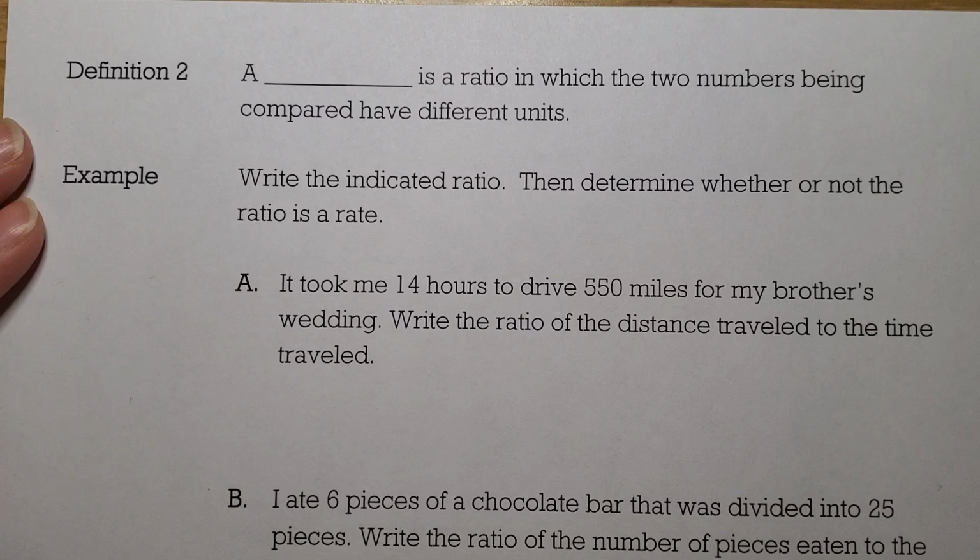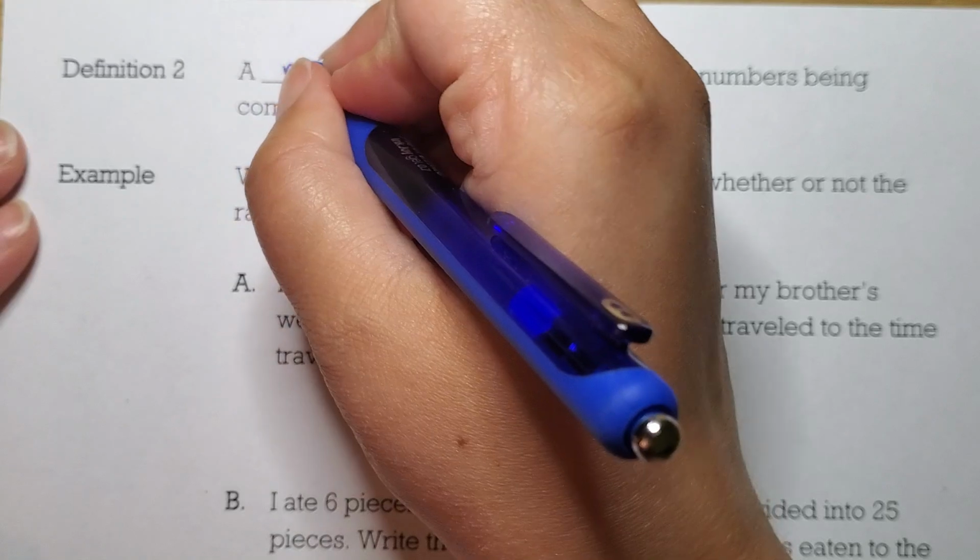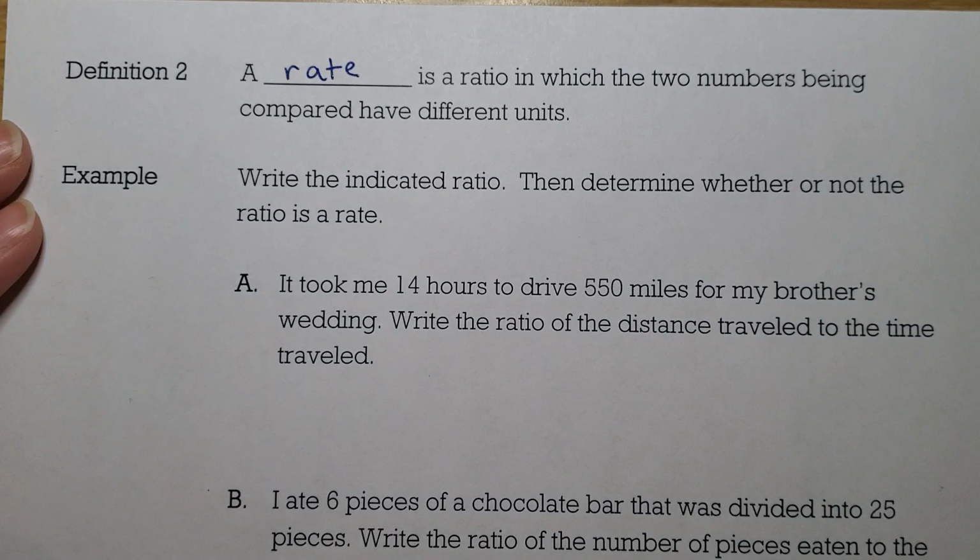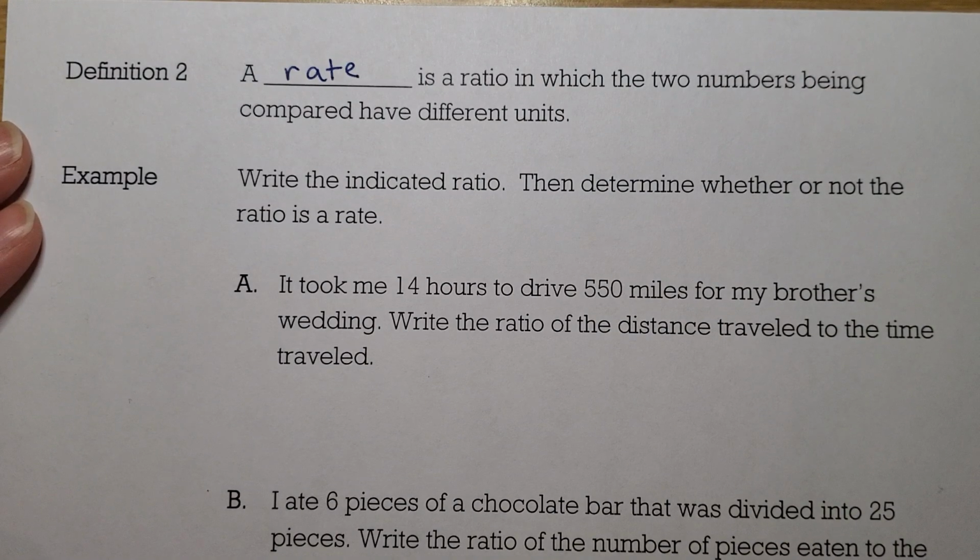Okay, now there's a special type of ratio that is called a rate. A rate is a ratio in which the two numbers that you're comparing have different units. So again, think about how fast you're going. We have miles per hour. So the units first would be miles, and then hour would be second. So miles and hours are different kinds of units. They measure different things. So miles per hour is a rate. It's telling you how fast you're going.